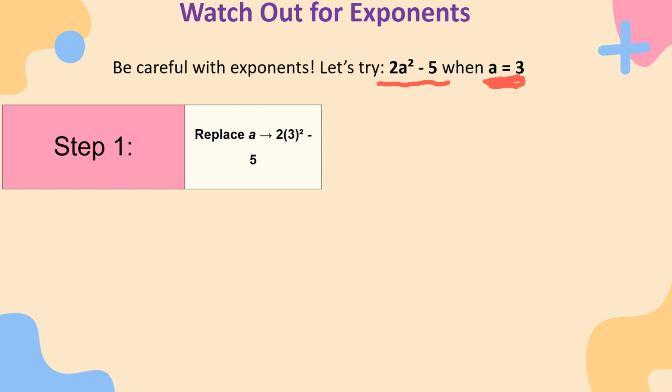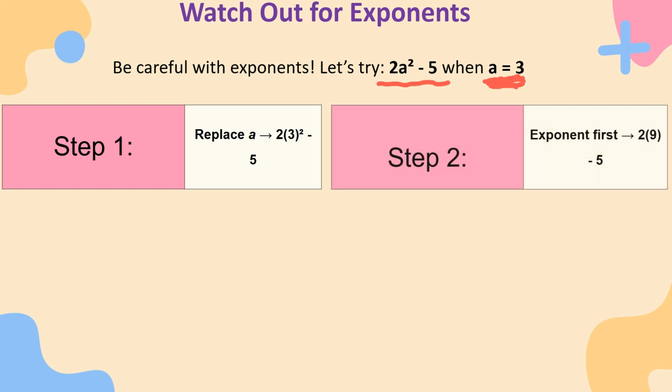So we now have 2 times 3 squared minus 5. I forgot to say times 3. 2 times 3 squared minus 5. So step 2 is we have to deal with the exponent first.